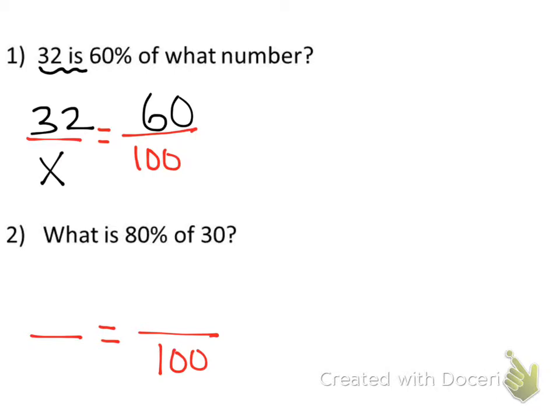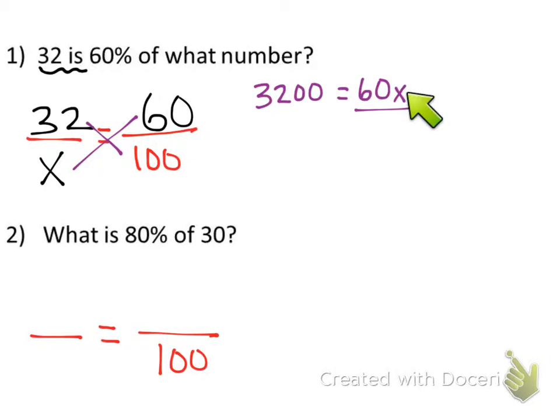Alright, once you have all the positions assigned, you just cross multiply. So that would be 3,200 equals 60x. Back up. Cross multiply. So the 32 times the 100 gives me 3,200. And then the 60 times the x is the 60x. That's just cross multiplying like we did last week.